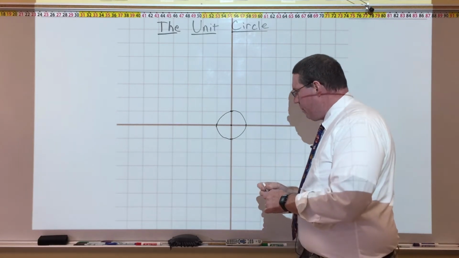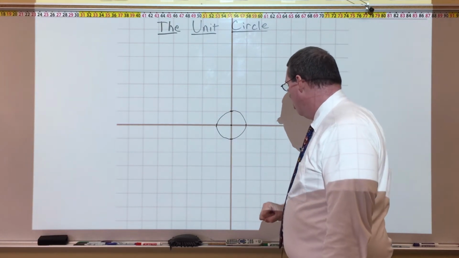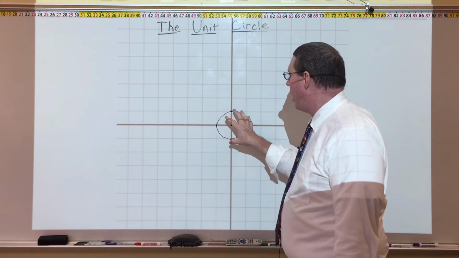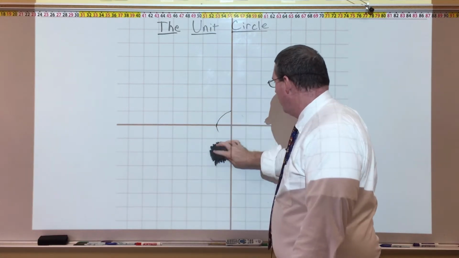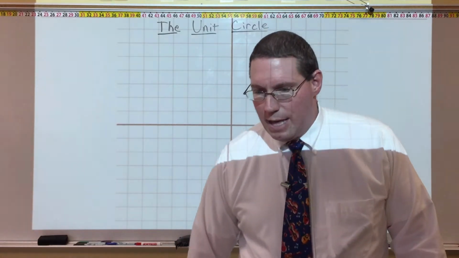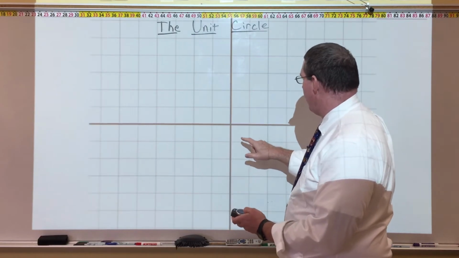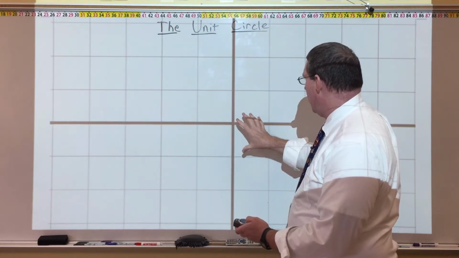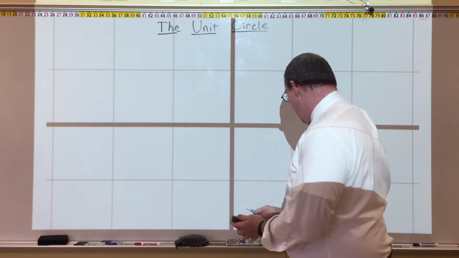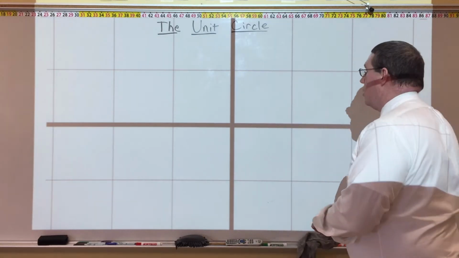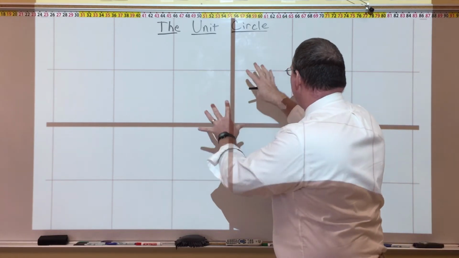But in order for us to use the unit circle as a tool, this looks way too tiny, okay? I'd like to use a little more of the whiteboard. So what I'm going to do is zoom in on the unit circle from here. And now if I zoom in, we can make it large enough to where we can see it up close.